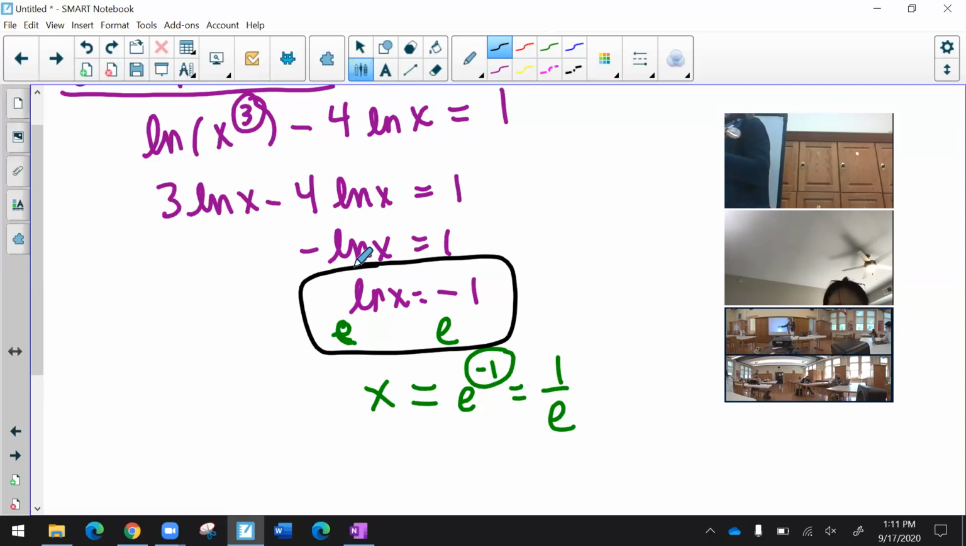I know that my e and my natural log cancel each other, and that gives me the x, but I still have this thing on the other side. Just like when we took the natural log of a half in one of the earlier problems, this is just a number. Okay?